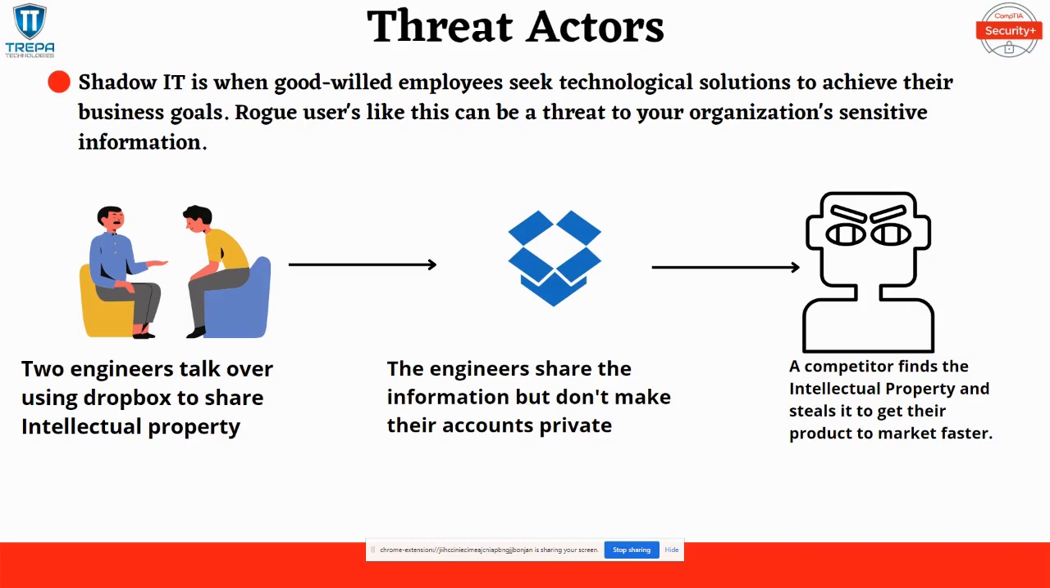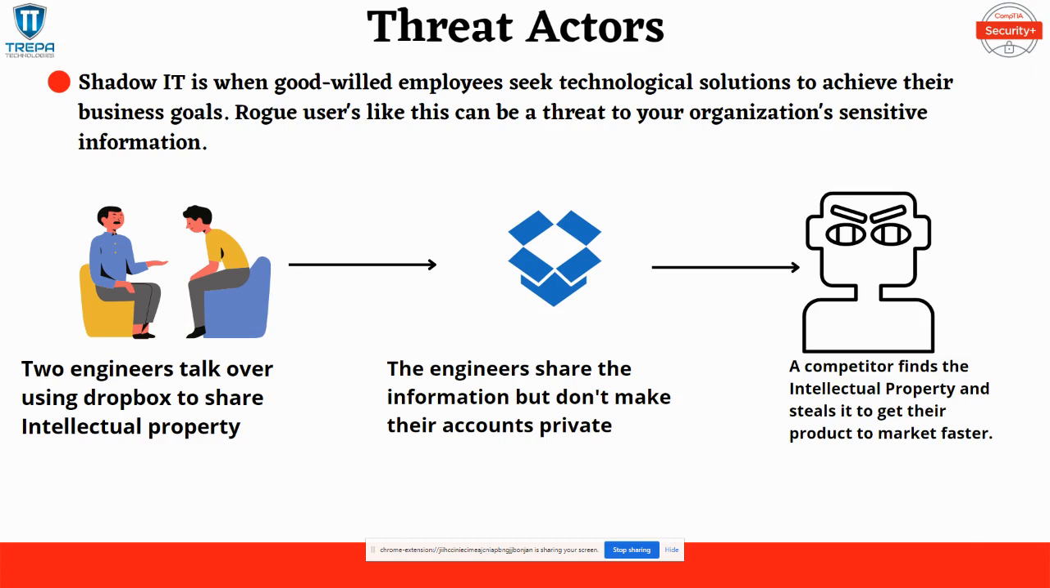So shadow IT will arise when employees in an organization don't feel like their IT needs are being handled or met or even satisfied. So let's look at this example. Two engineers talk over using Dropbox to share intellectual property. They may just want to get some work done at home. They say, hey, I know this website, Dropbox. Let's put our files in there. We go home, we can download them, and now we can work from home and keep working on this because maybe you have office hours that are set, right?